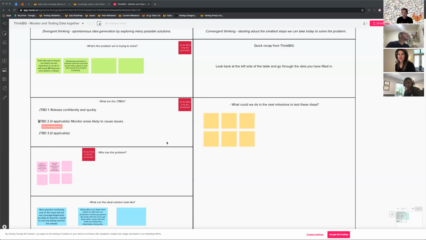Yeah, it's more like using a lagging indicator to inform what your next step is. Yeah.